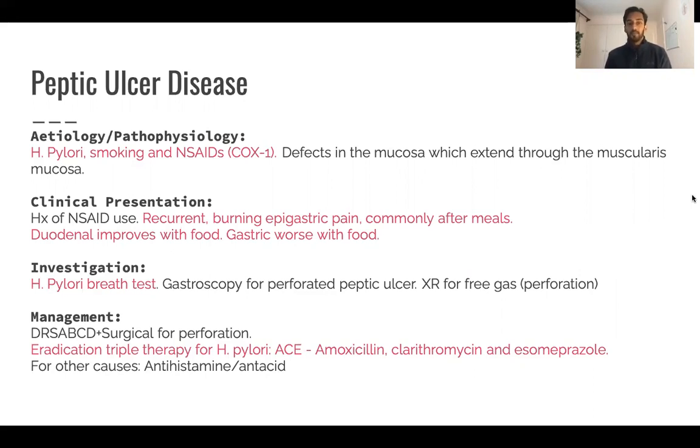For management of peptic ulcer disease, it really depends on their status. If it's a ruptured ulcer, then you're worried it's an acute abdomen. You do doctors ABCD, get them ready for surgery. However, otherwise, it's an eradication. Triple therapy is your classic one you might have learned in the second year DigiLab: amoxicillin, clarithromycin, esomeprazole.